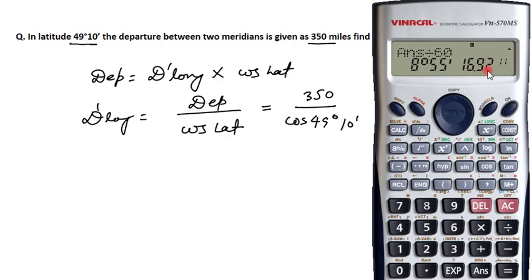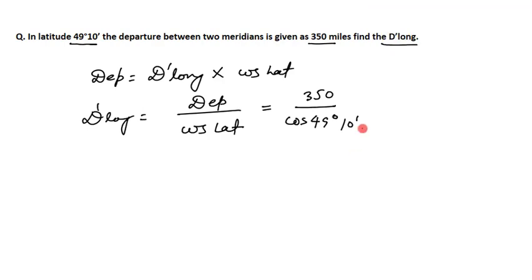Well, 16 second, the round off I can write as 18 second, which is 0.3 minute. So 8 degree 55.3 will be the answer. The answer will be 8 degree 55.3, and it can be either east or west depending on the direction of travel, because that is not stated in the problem.